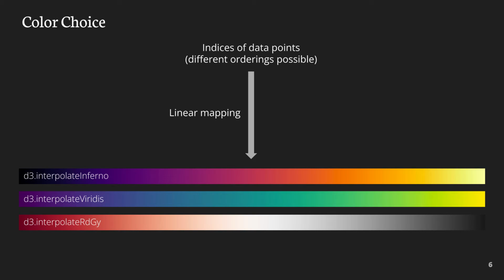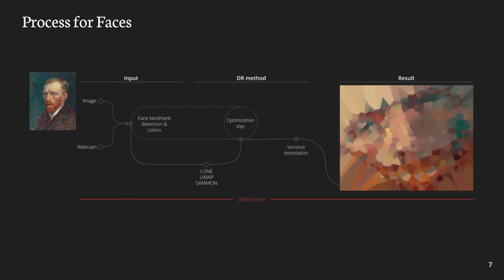The selected color of a data point is defined by the color scale and its index in the dataset. Each data sample, and thereby its point, is assigned a color by its order in the dataset. This ordering can be changed to create different effects as shown later. The process for faces is a little bit different.